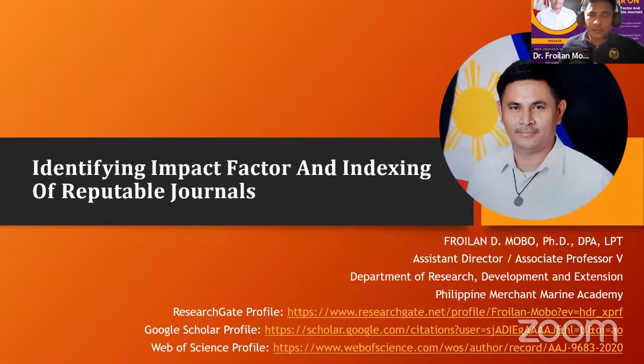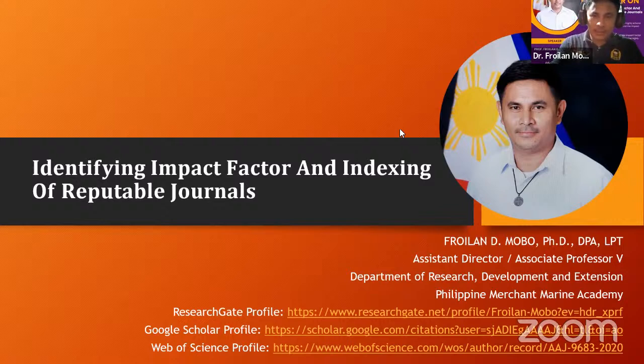So, I was given a task for tonight to discuss identifying impact factor and the indexing of reputable journals. It is very important for us to know how to identify the authentic impact factor of a particular journal, and of course how to check the reputable indexing of a particular journal.